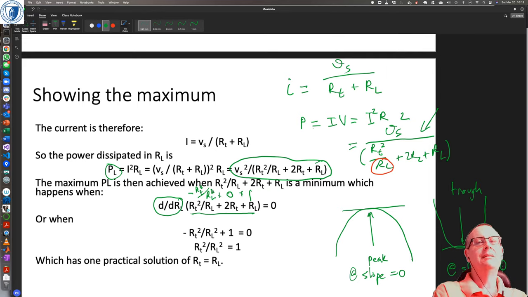Okay, and then that equation RT squared on RL squared equals 1 has two solutions. It has a solution where RL is negative, RL is minus RT. That's not really practical. You can build negative resistances, but they're not really that useful, and you certainly don't find them in a physical system, in a natural system. So the practical solution therefore is that the Thevenin resistance needs to equal the load resistance.